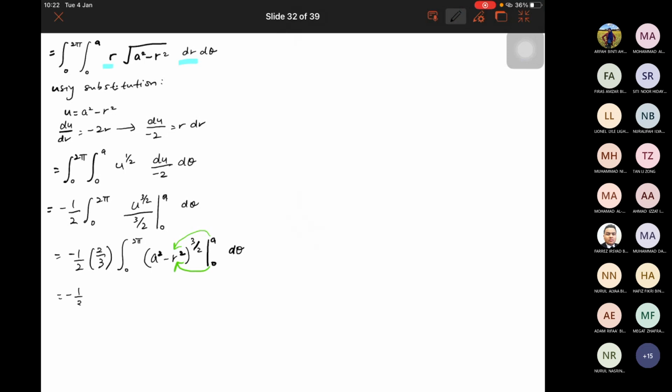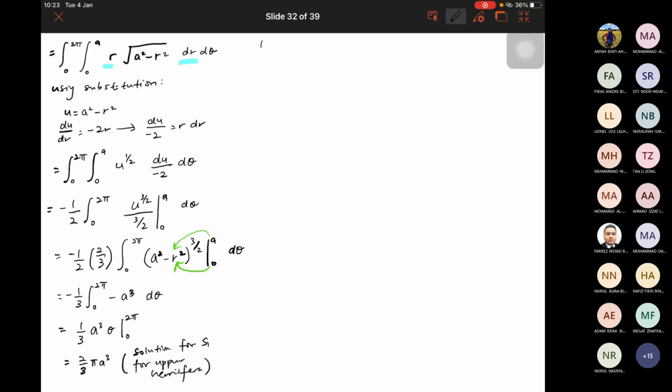So we get negative 1/3 integral from 0 to 2 pi of 0 minus negative a squared to the power 3/2 d theta. So we get 1/3 a cubed. This one becomes a to the power 3. Okay, 1/3 a cubed theta from 0 to 2 pi. So we get the answer: 2/3 pi a cubed. Okay. So this is the solution for S1, for the upper hemisphere.